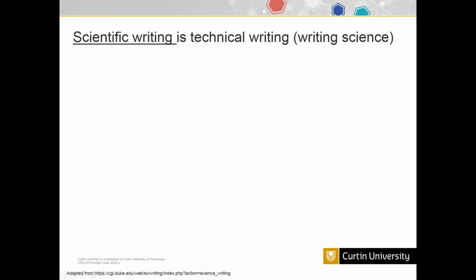The most important distinction we're going to make here is between scientific writing and writing about science. Both activities are very important in science communication, but they are done for different purposes and for different audiences.